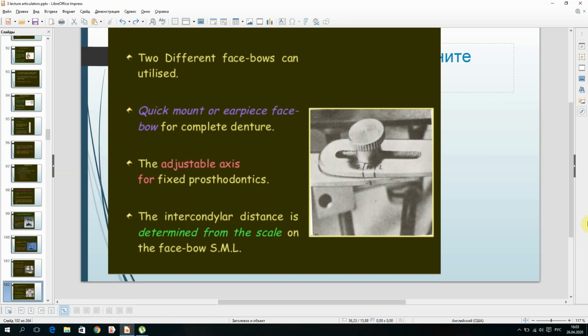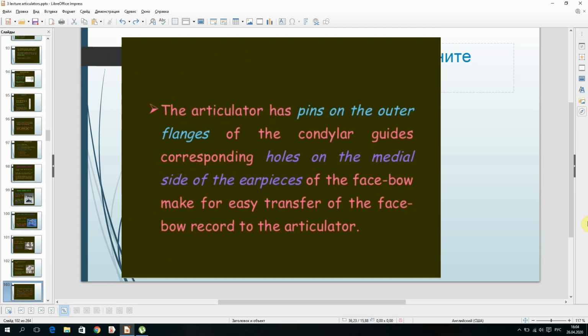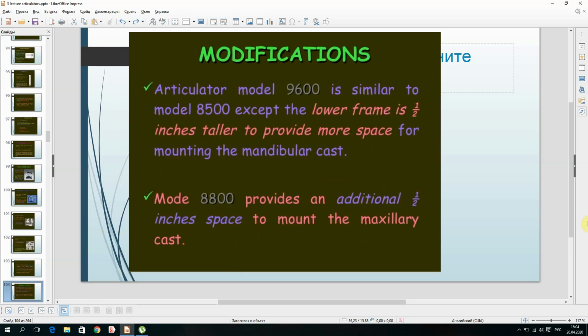Two different face bows can be utilized: the quick mount or earpiece face bow for complete denture, and the adjustable axis for fixed prosthodontics. The intercondylar distance is determined from the scale on the face bow, S, M, L. The articulator has pins on the outer flanks of the condylar guides and corresponding holes on the medial side of the earpieces of the face bow, making for easy transfer of the face bow record to the articulator. Modifications.